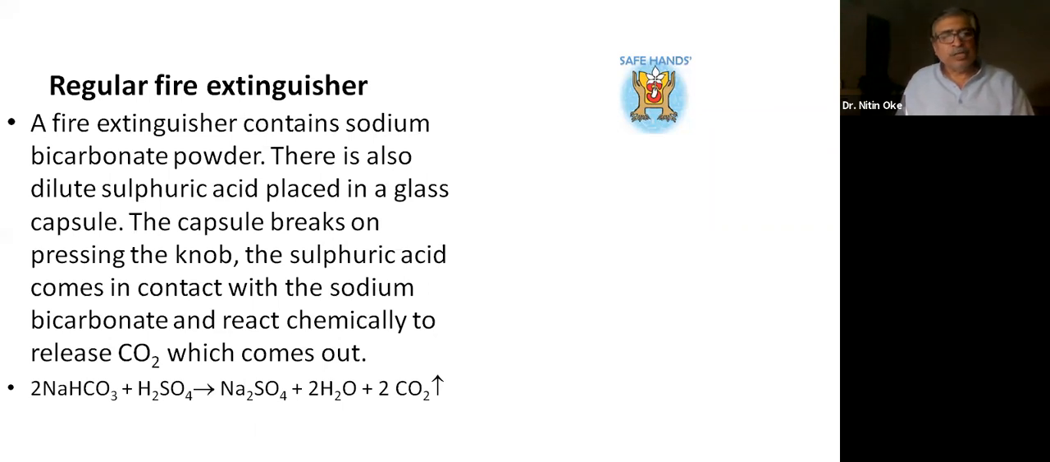Sodium bicarbonate, we are already familiar, it is baking soda. Two molecules of baking soda will react with H2SO4 acid. It will form Na2SO4, then water, and two molecules of carbon dioxide. So it generates more carbon dioxide. That's why it is used over here.